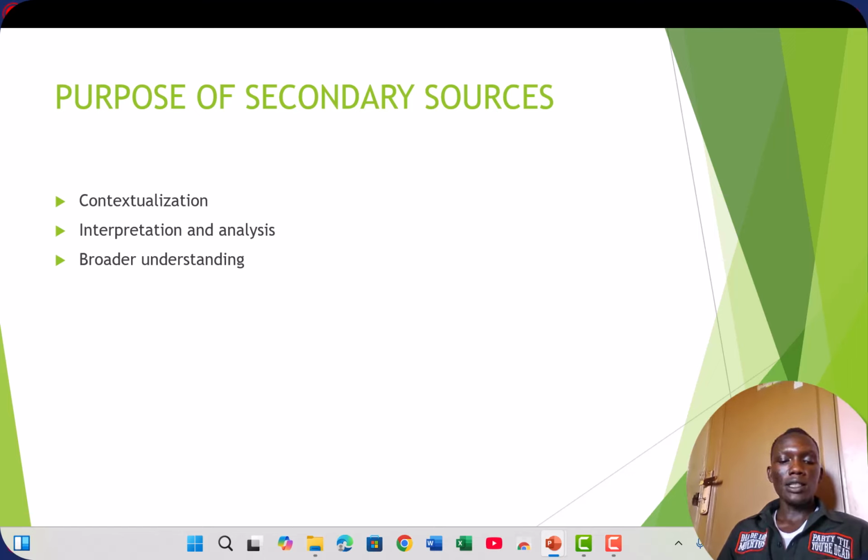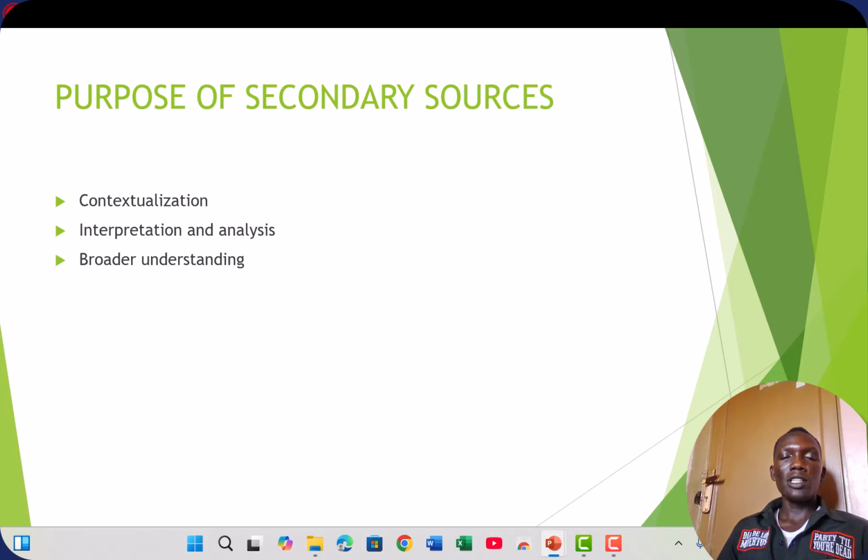And then the second purpose is interpretation and analysis. Interpretation and analysis help researchers make sense of primary material by providing expert commentary or comparative analysis. In this kind of thing, they make analysis and some comparisons. They go to the field, collect a lot of information, then do comparisons, and see which information is better to be delivered to the audience. So that is all about interpretation and analysis.